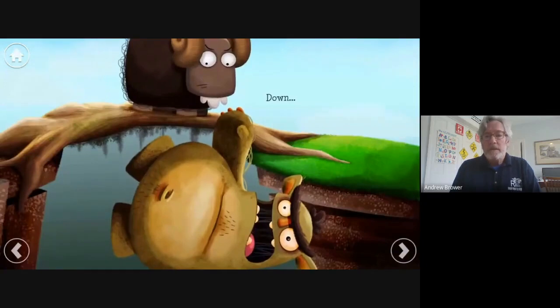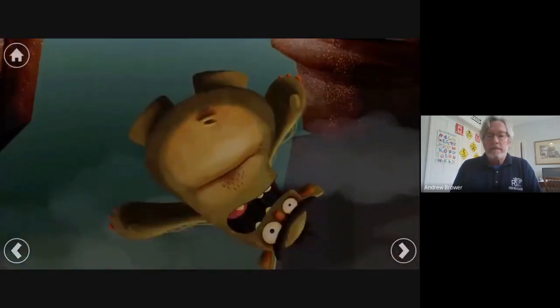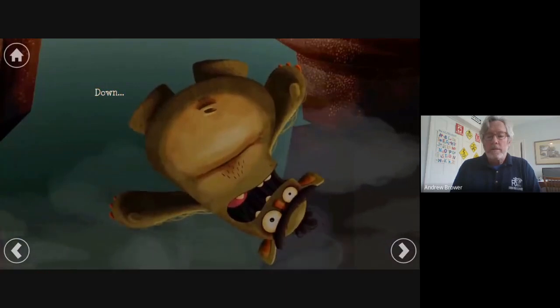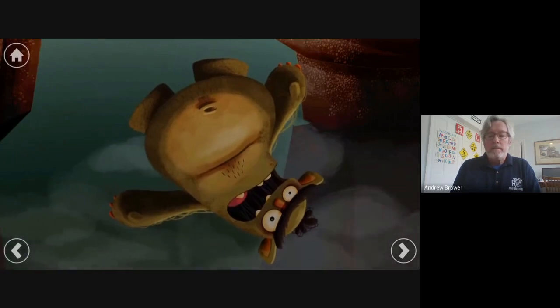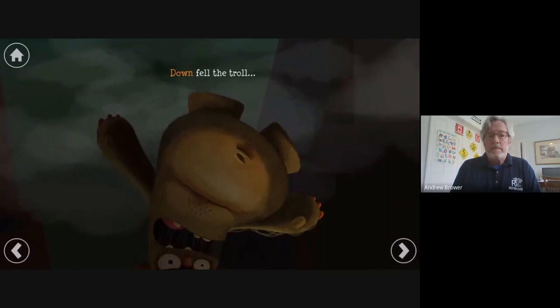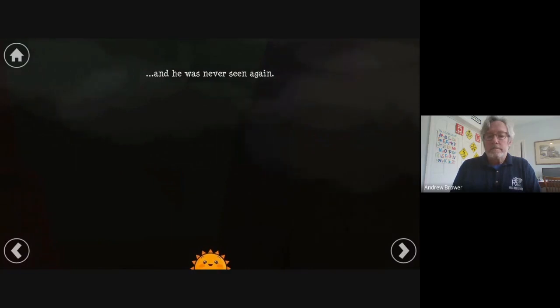Down fell the troll. And he was never seen again. Those three billy goats were very clever. They worked together to cross the bridge. What plan did they come up with to trick the troll?